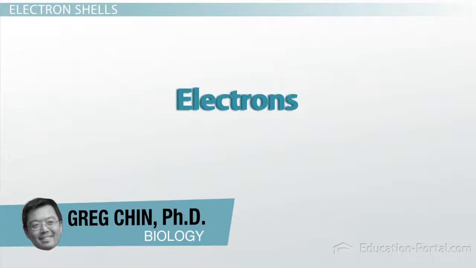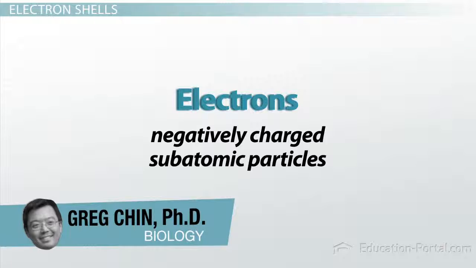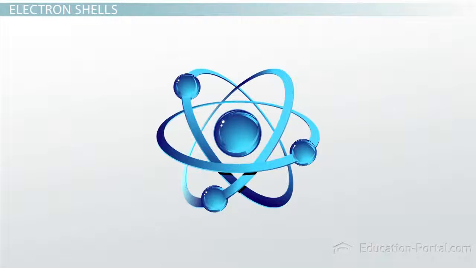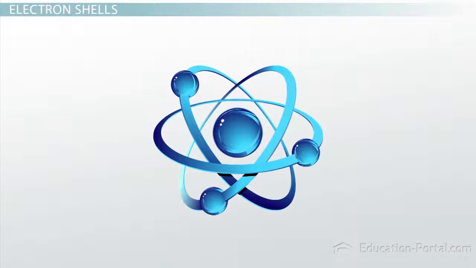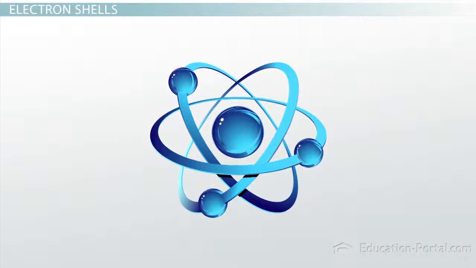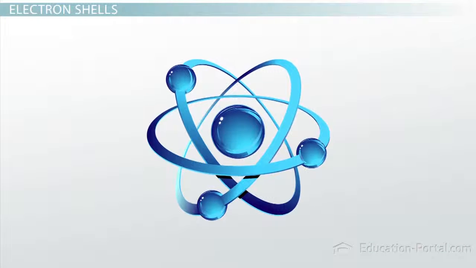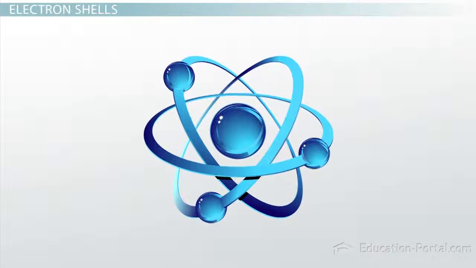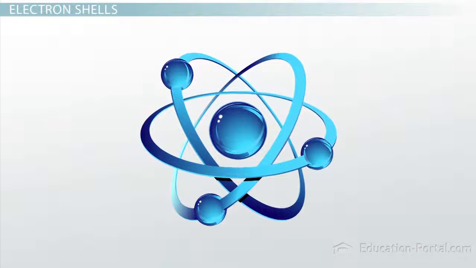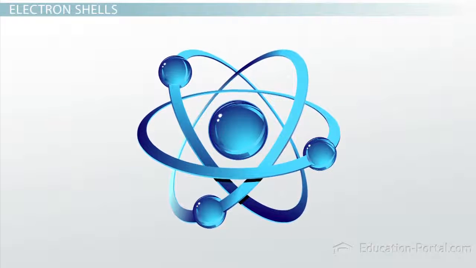We learned already that electrons are negatively charged subatomic particles. And we also talked about how the electrons are found in clouds around the nucleus. You've probably seen lots of symbols for atoms, something like this, where the electrons are represented as having specific orbits.